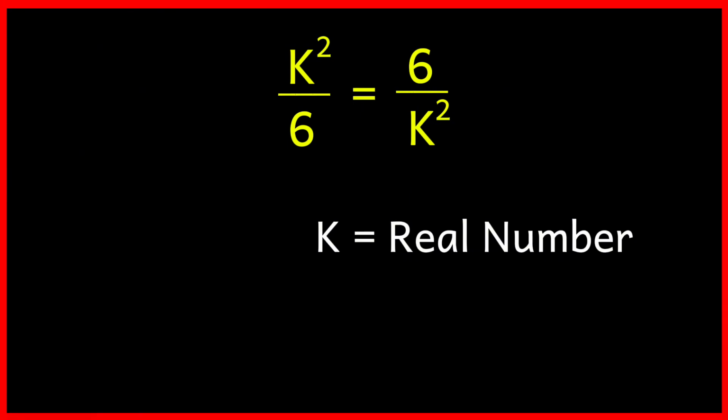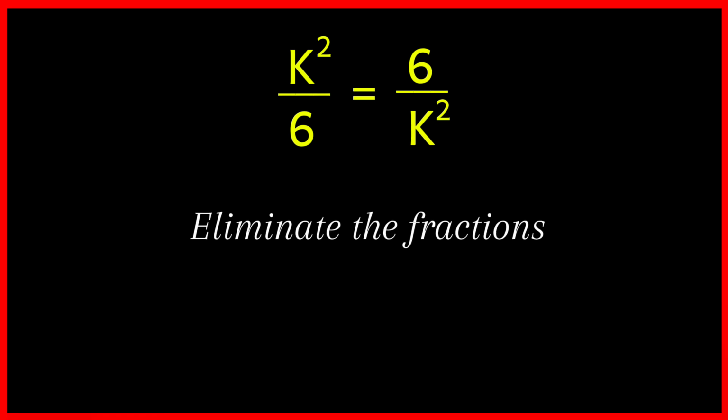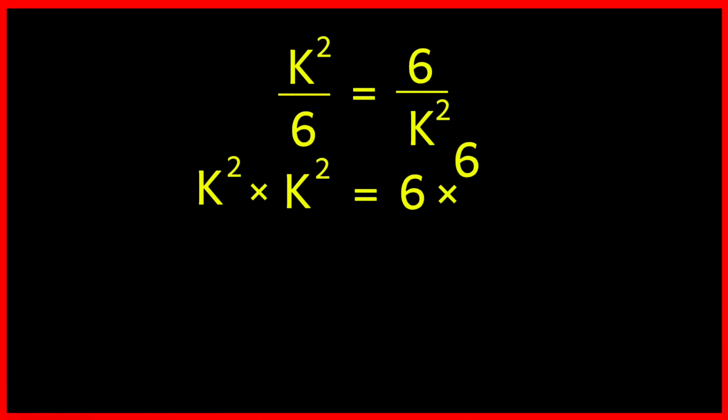Now, we are given the equation k squared over 6 equals 6 over k. And the first step here is to eliminate the fractions by cross-multiplying. So when we cross-multiply, we get k squared times k equals 6 times 6. However, to handle this in a clearer way using the law of indices, we rewrite it in a consistent form as k squared times k squared equals 6 times 6.